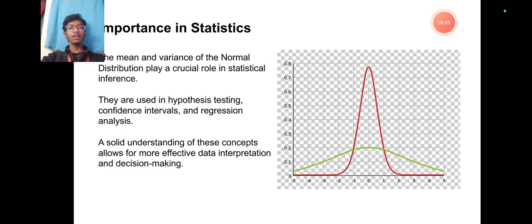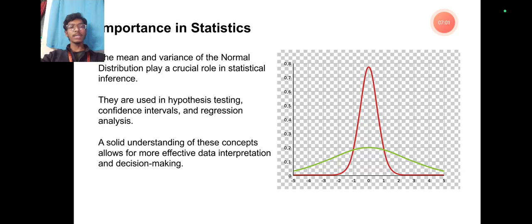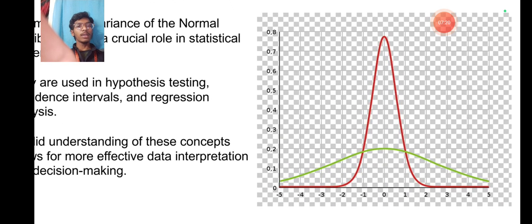The mean and the variance of the normal distribution play a crucial role in statistical inference. They are used in hypothesis testing, confidence intervals, and regression analysis. A solid understanding of these concepts allows for more effective data interpretation and decision making. So here is a small example graph for the statistics.